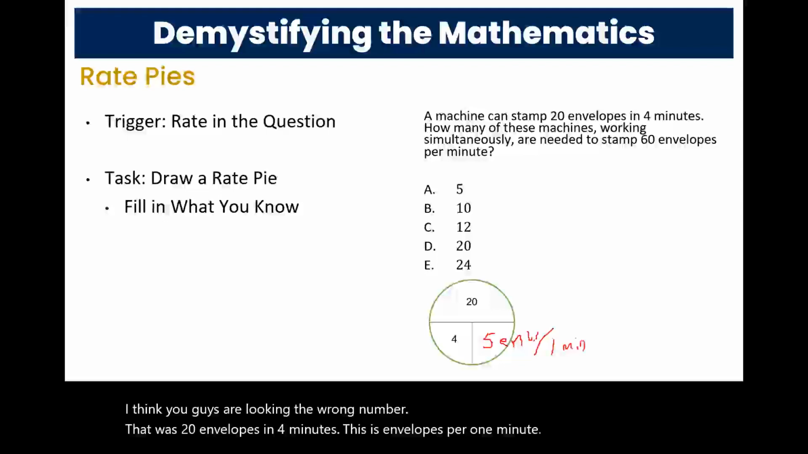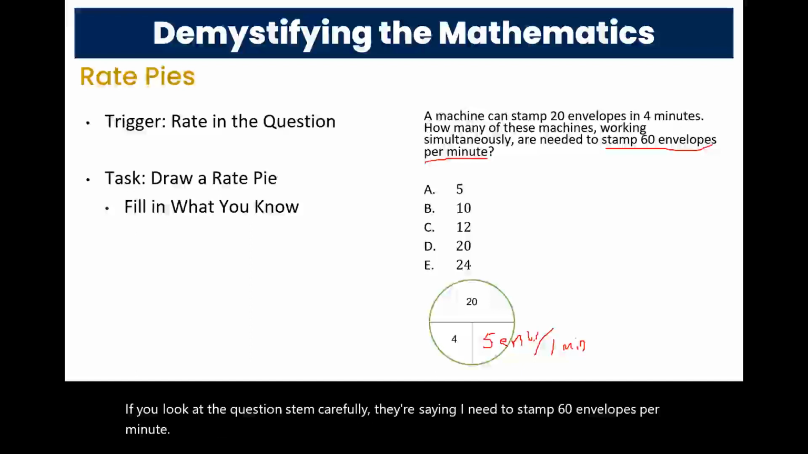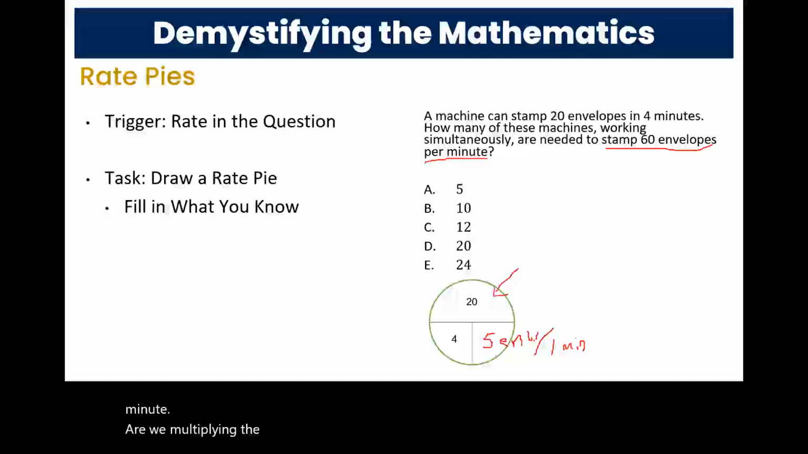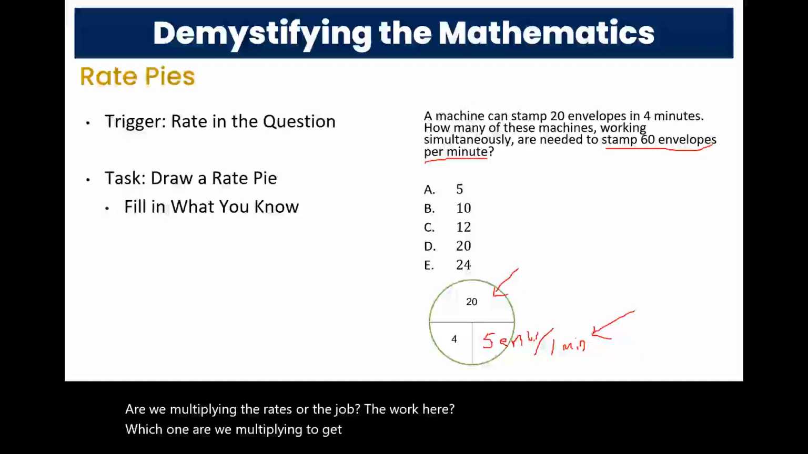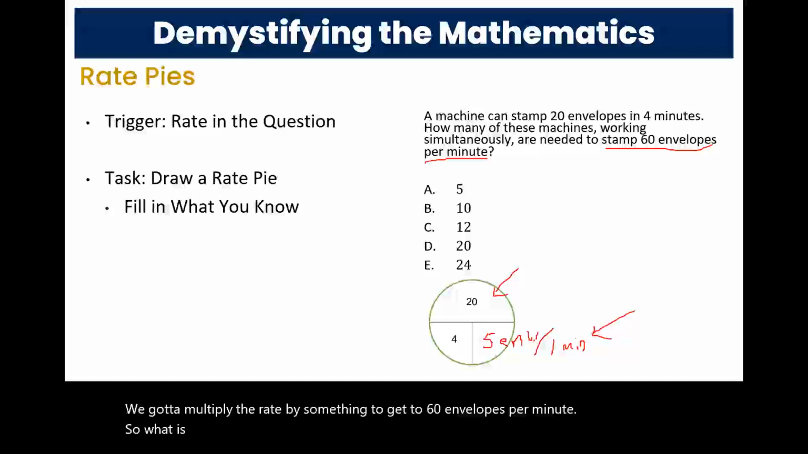If you look at the question stem carefully, they're saying, I need to stamp 60 envelopes per minute. Are we multiplying the rate or the work here? Which one are we multiplying to get to 60 envelopes per minute? We've got to multiply the rate by something to get to 60 envelopes per minute. So what does the rate have to be multiplied by to get to 60?